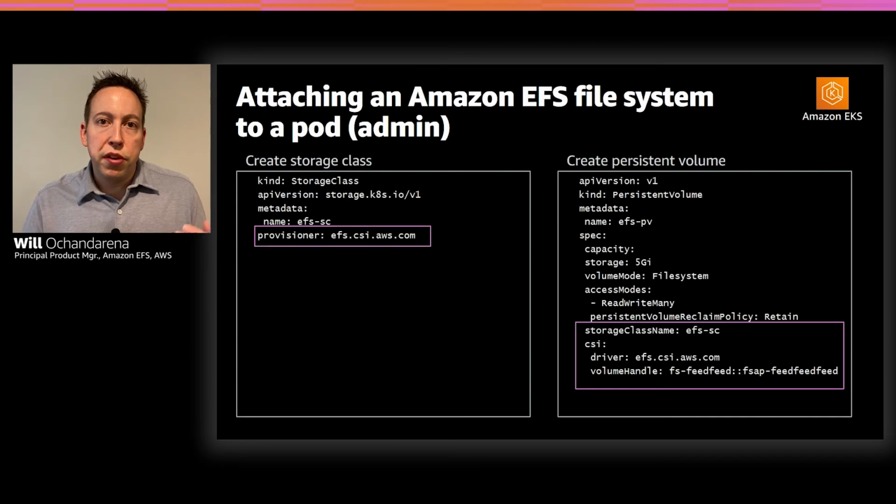Now the first step, if you want to attach storage to your container, is you create a storage class, which in this case just says that you want to use the EFS CSI driver. And then you create a persistent volume, and this is where you link your persistent volume to a specific file system. So in this case, you reference a volume handle.